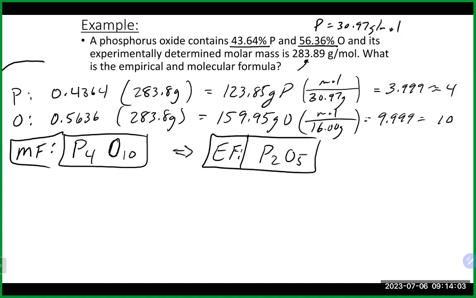You could start with the molecular formula and work your way backwards if you have the percent composition by mass of each element, and then just reduce down your molecular formula to get to your empirical formula. That's another alternative approach. Personally, I would probably go the other way. Again, a little bit less room for error.